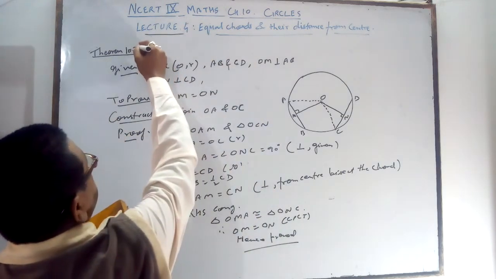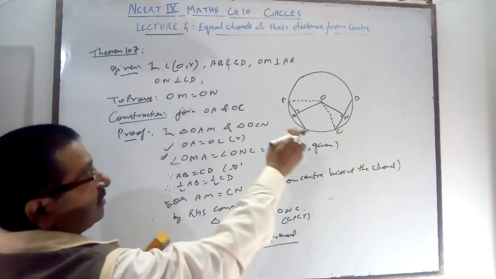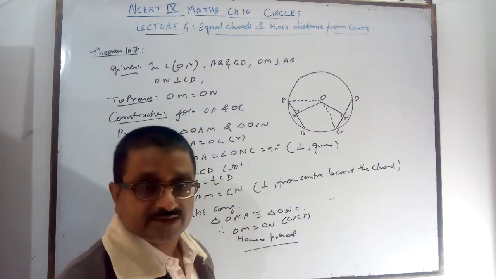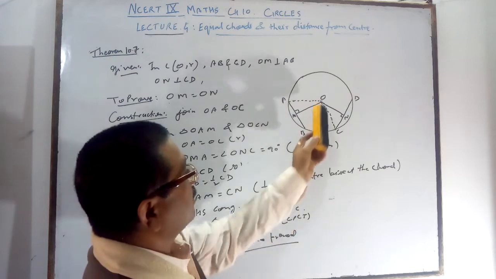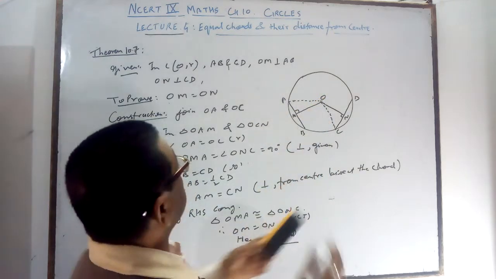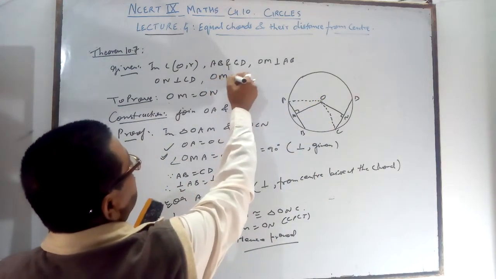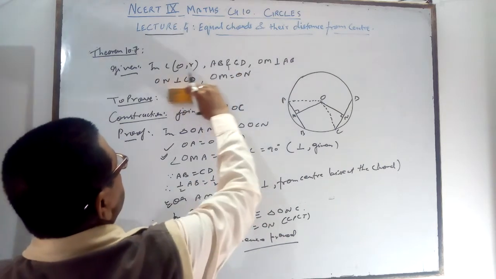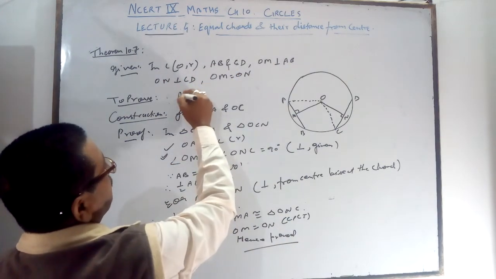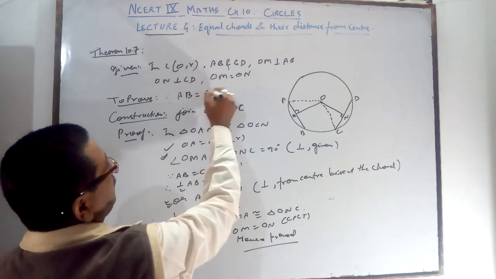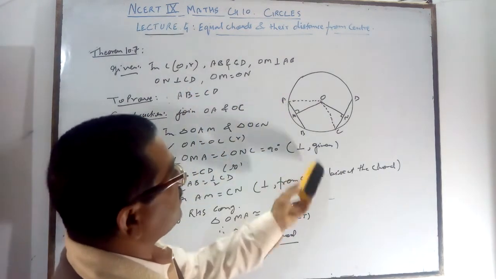It is theorem 10.7: chords which are at equal distance from the center are also equal. Chords at equal distance means OM is equal to ON. It is given. What do you want to prove? You want to prove the chords are equal, you want to prove AB is equal to CD.